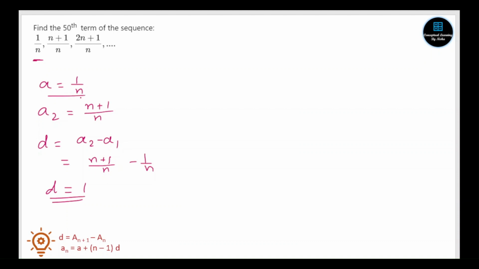The first term is this. Now I can find the 50th term. So a50 is equal to a plus (50 minus 1) times d. So what I'll get?